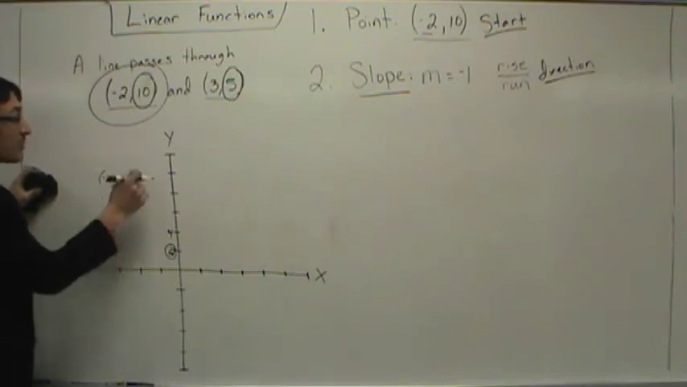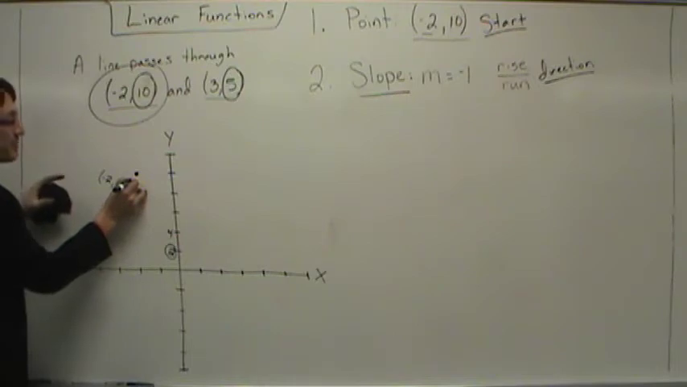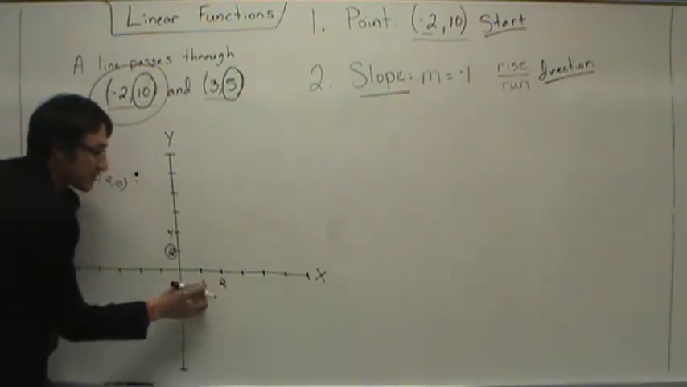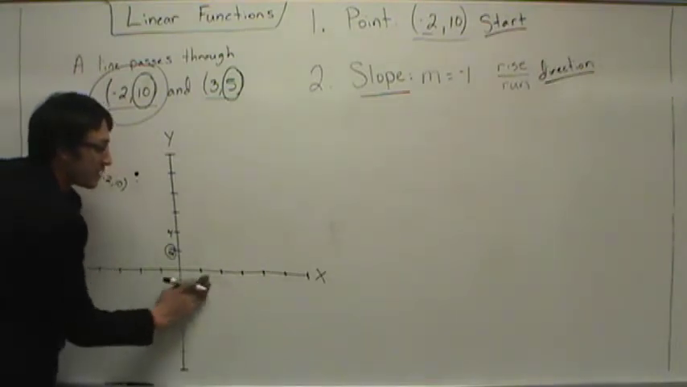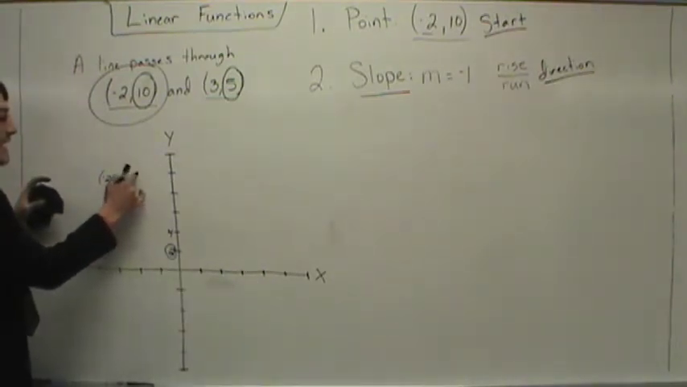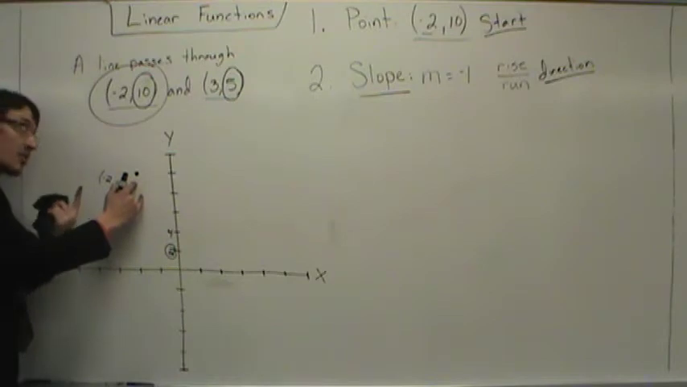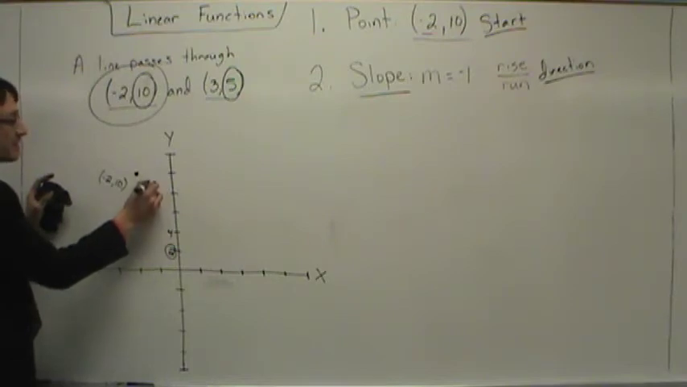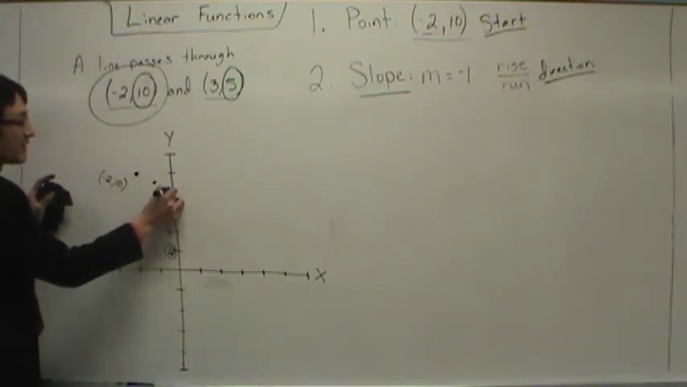So to go down 1 is just to go down a half a unit, and right 1 unit is a full unit on the x-axis, because the x-axis is in units of 1, 2, 3, 4, 5. So, from your point, go down a half a unit, which actually represents a whole unit, and then right a whole unit. So down a half unit, right a whole unit. Do it again, down a half unit, right a whole unit.